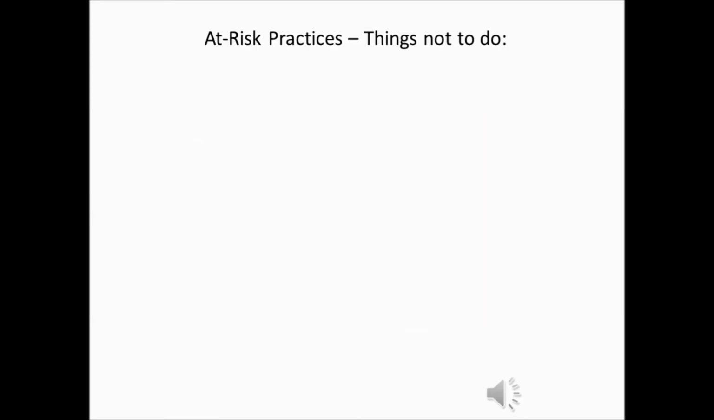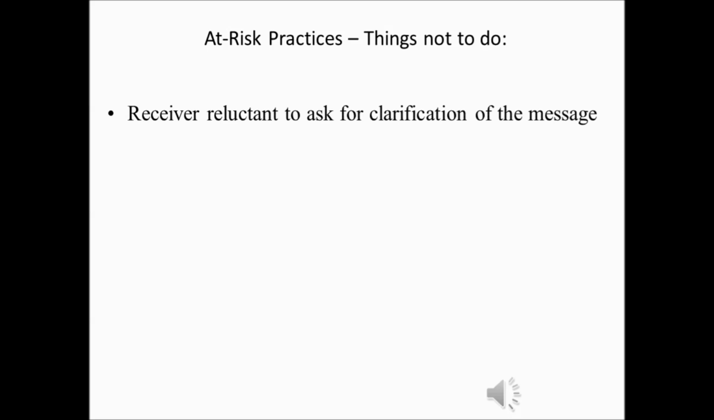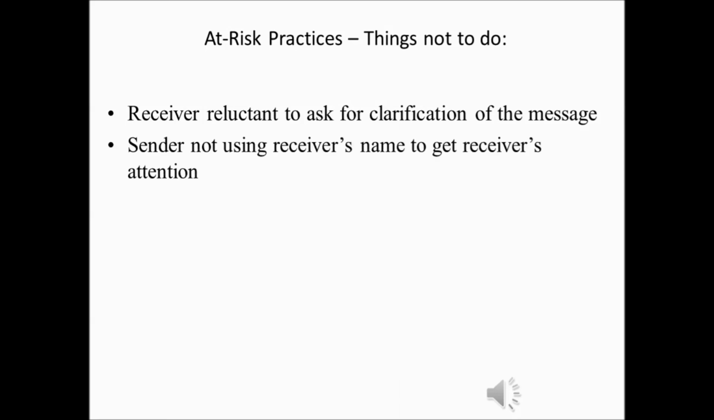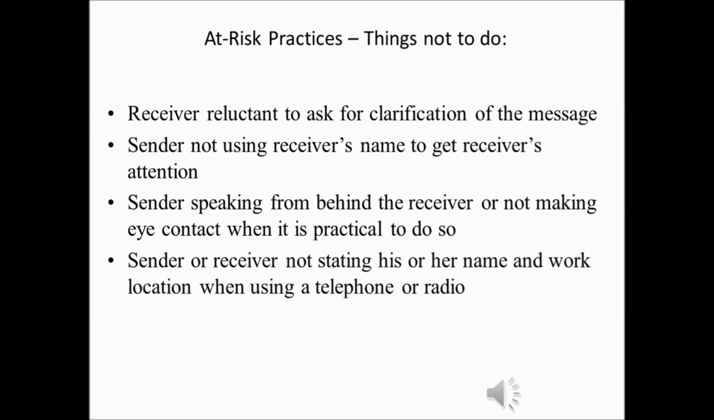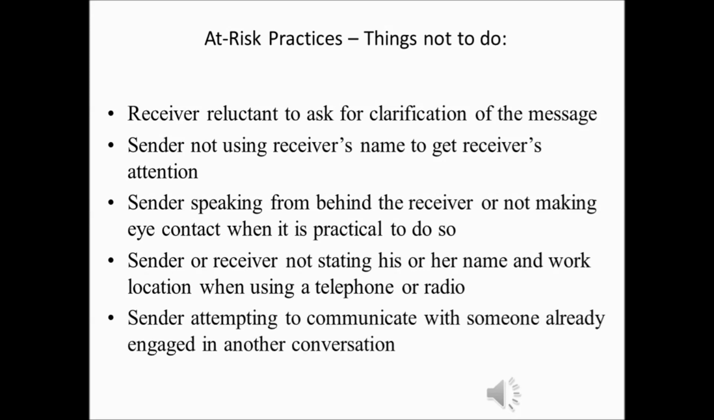Let's take a look at a few things that we should not do in three-way communication. Receiver reluctant to ask for clarification of the message. Sender not using the receiver's name to get the receiver's attention. Sender speaking from behind the receiver or not making eye contact when it is practical to do so. Sender or receiver not stating his or her name and work location when using a telephone or radio. Sender attempting to communicate with somebody already engaged in another conversation.